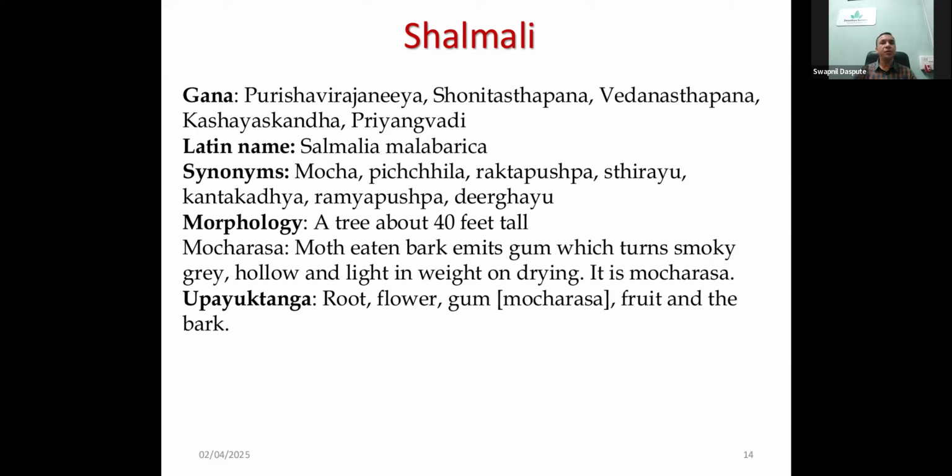Priyangvadi Gana. So Priyangu is one herb and a group of herbs which have similar action. Priyangvadi Gana. Latin name Salmelia malabarica. That is one type of herb, I mean species of Shalmali. Then you may find the other ones also. Salmelia malabarica is usually used in medicine.